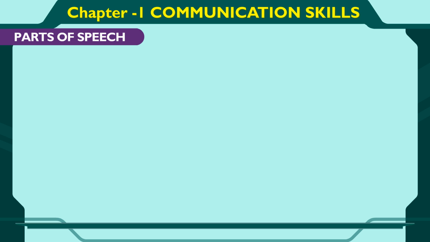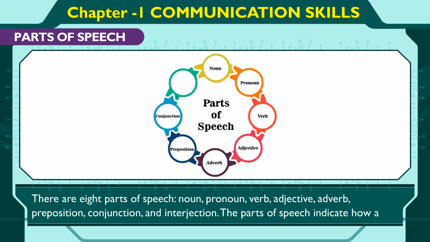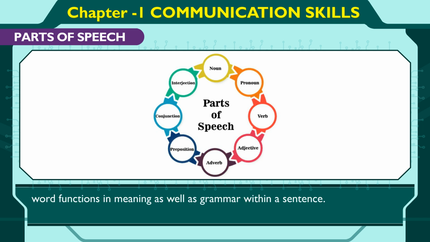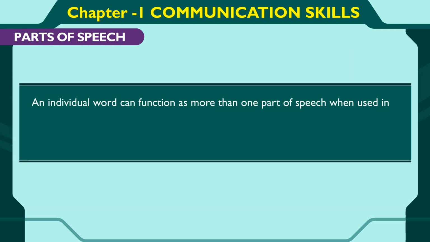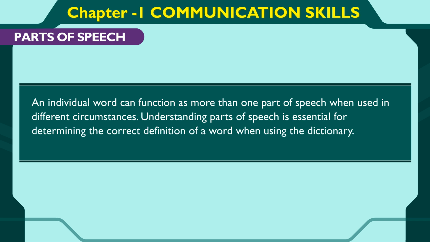Parts of speech. There are 8 parts of speech: noun, pronoun, verb, adjective, adverb, preposition, conjunction, and interjection. The parts of speech indicate how a word functions in meaning as well as grammar within a sentence. An individual word can function as more than one part of speech when used in different circumstances. Understanding parts of speech is essential for determining the correct definition of a word when using the dictionary.